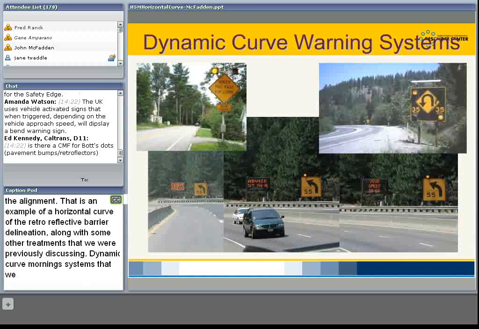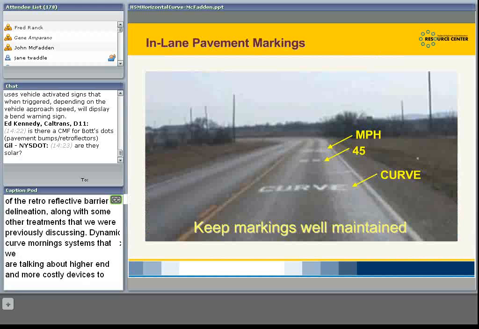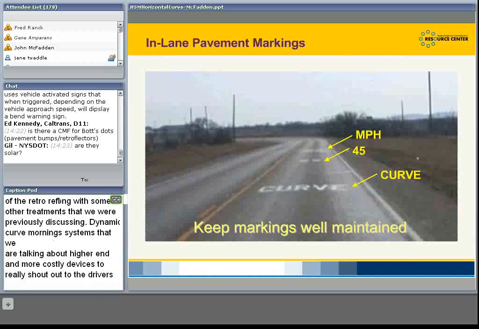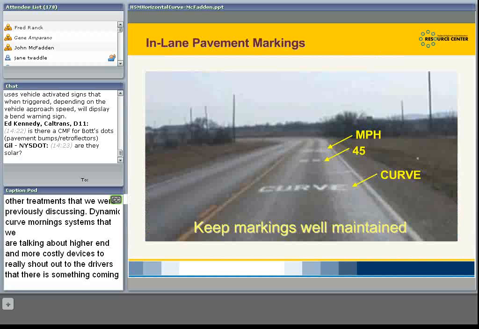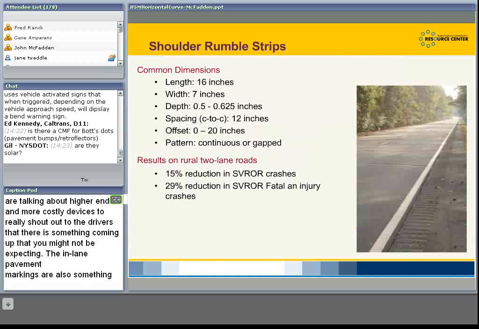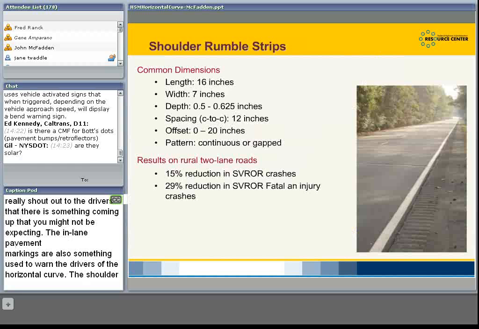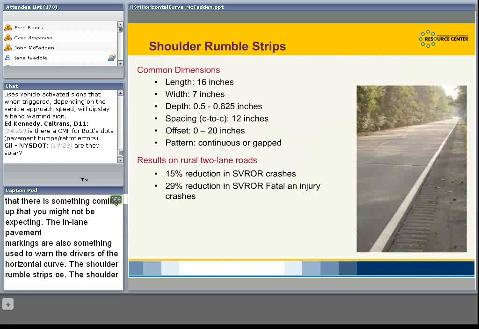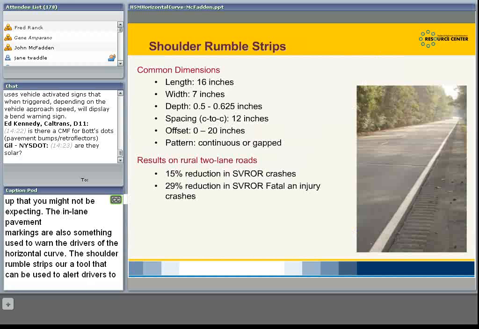Retroreflective barrier delineation, and this is showing a concrete barrier rail or metal guardrail. Putting that retroreflective delineation is also a way to provide information to the drivers as they approach, especially at night, changes in the alignment. And that's an example at a horizontal curve of the use of that retroreflective barrier delineation, along with some other treatments that we were previously discussing.